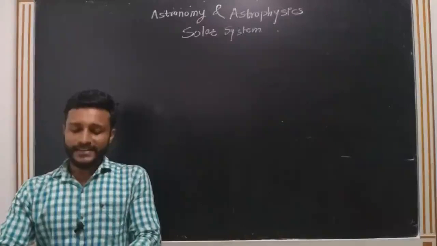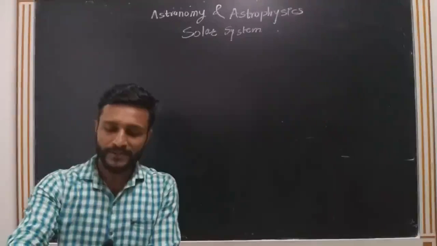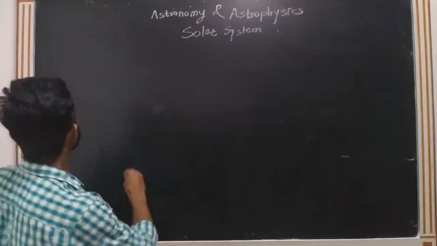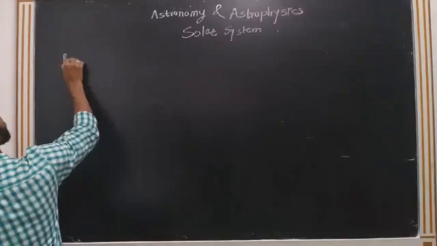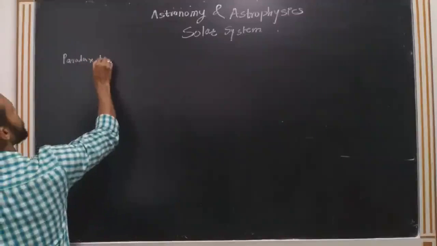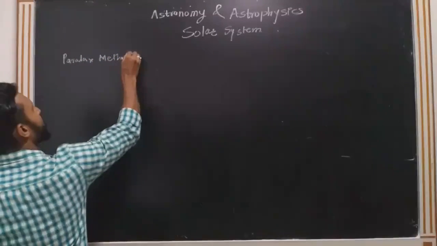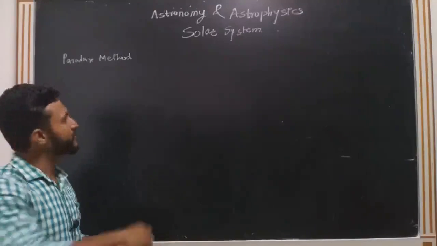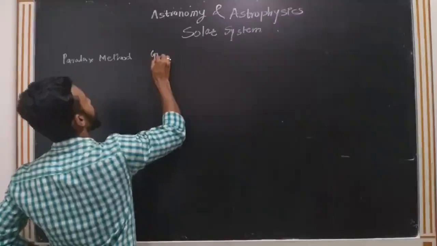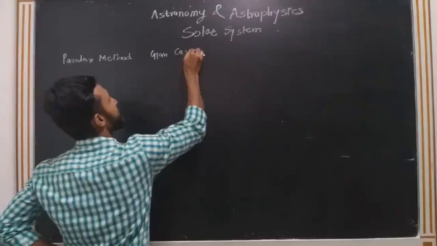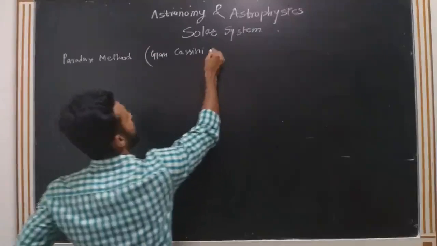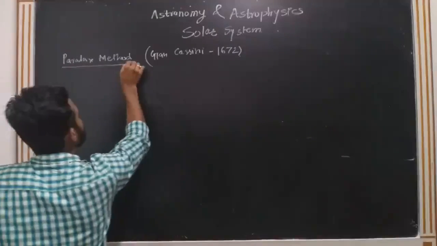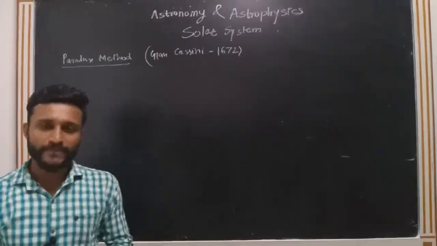But one of the best scientists who discovered the parallax method, which is used to make the measurements of the distances to the planets, was Giovanni Cassini, in 1672.